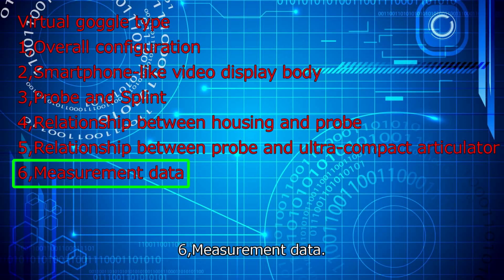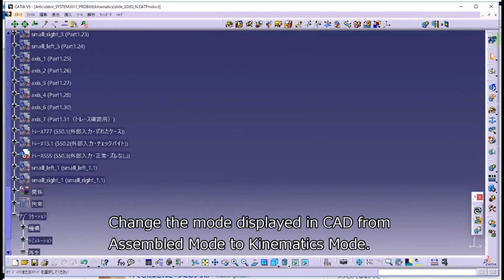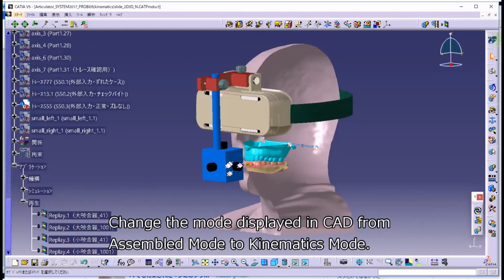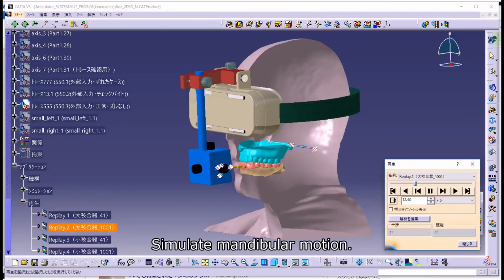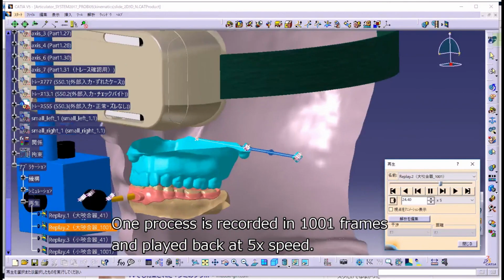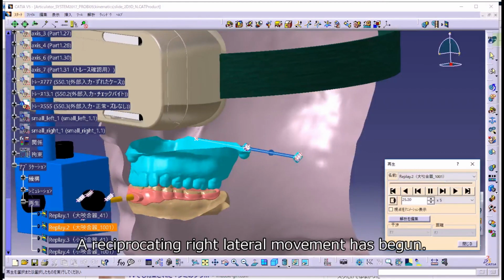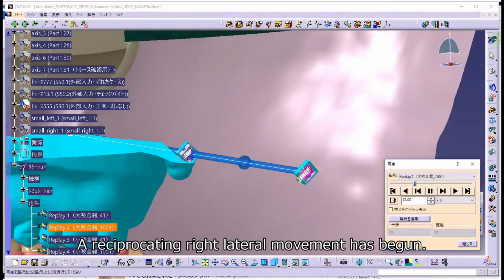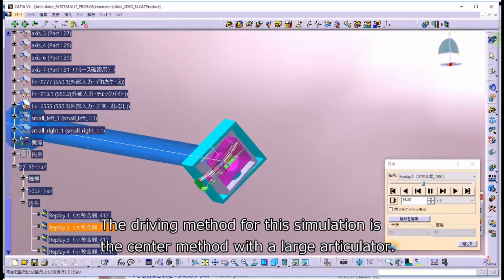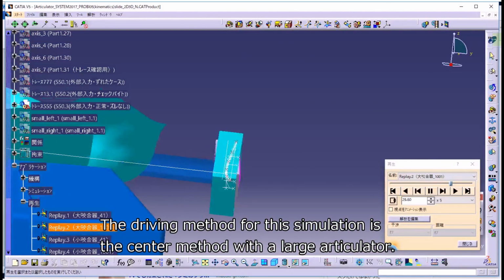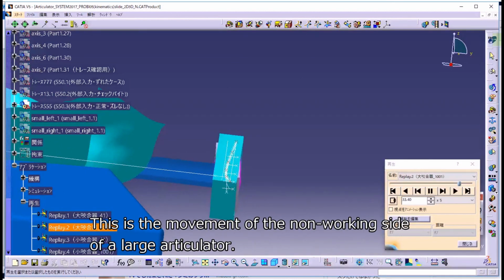6. Measurement data. Change the mode displayed in CAD from assembled mode to kinematics mode. Simulate mandibular motion. One process is recorded in 1001 frames and played back at 5x speed. A reciprocating right lateral movement has begun. The driving method for this simulation is the center method with a large articulator. This is the movement of the non-working side of a large articulator.